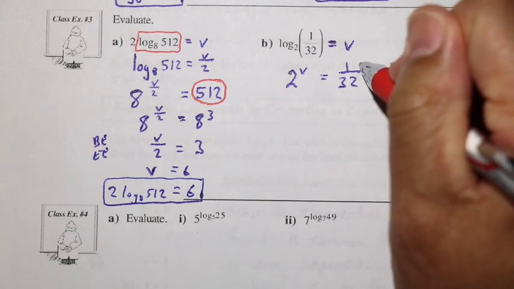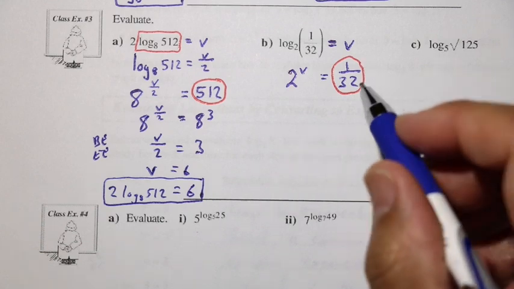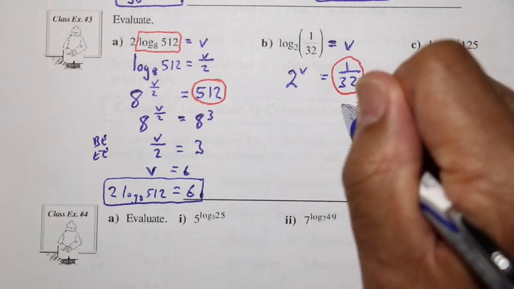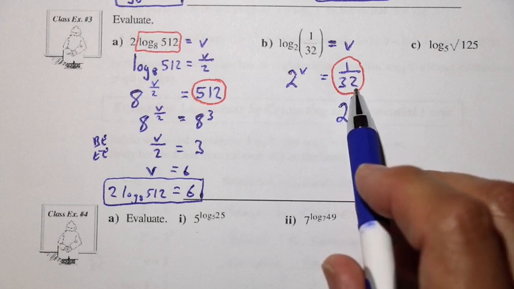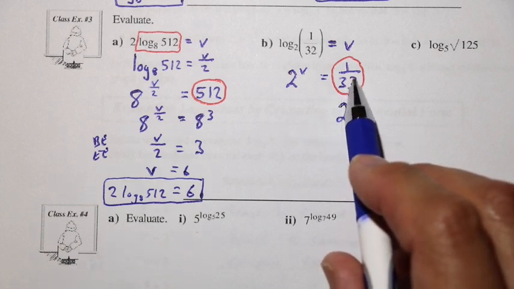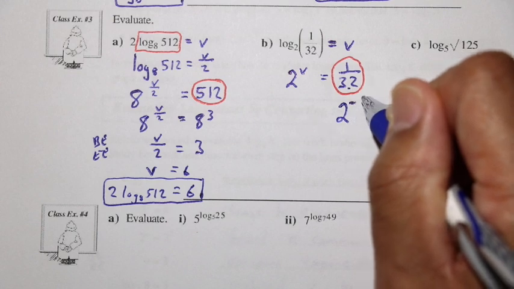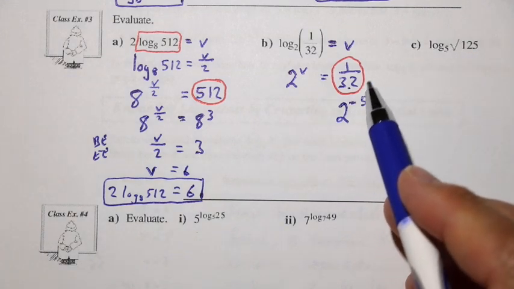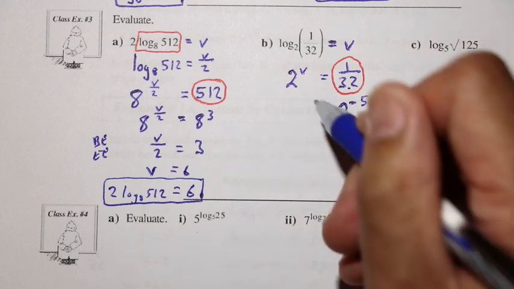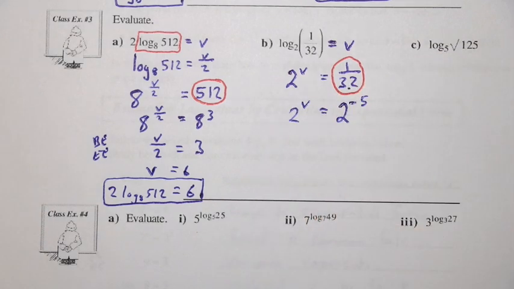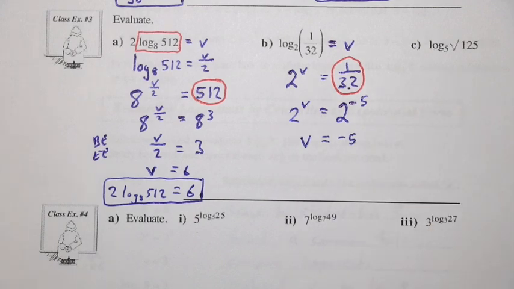Now, is it possible to change this value to a power with the base of 2? Well, I think we can. Remember 2 squared is 4, 2 to the 4 is 16, 2 to the 5 is 32, but it's 1 over that value. Now, remembering our laws of exponents, we can check that 1 over 32 can be written as 2 to the exponent negative 5. Well, in that case, we have 2 to the v is equal to 2 to the negative 5. Therefore, we can conclude that v is equal to the number negative 5.